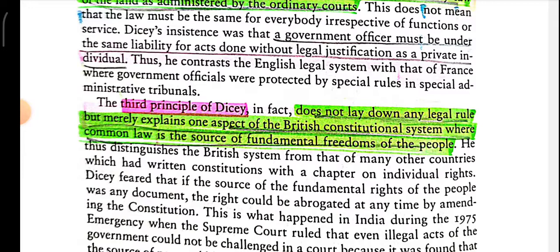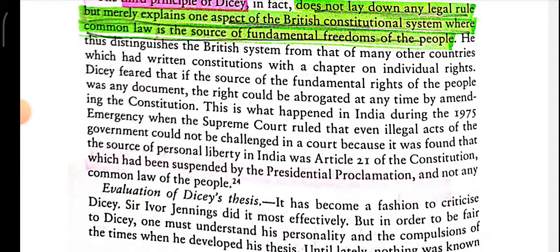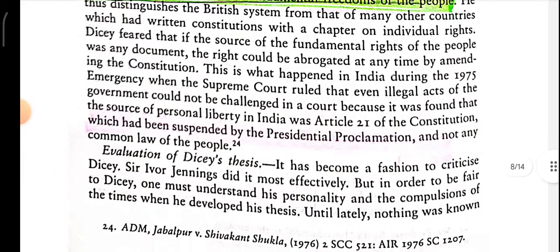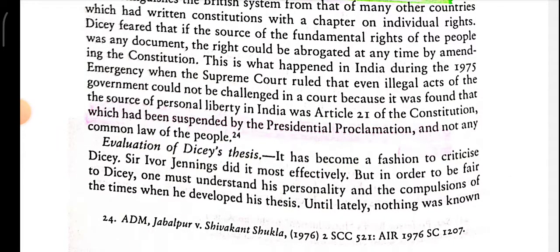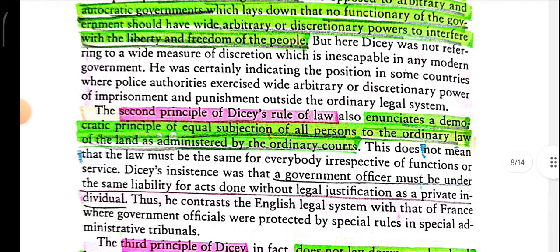It differs from other constitutions which are written, with a chapter on individual rights. He feared that if the source of fundamental rights of the people was any document, the rights could be abrogated at any time by amending the constitution. This is what happened in India during the 1975 emergency, when the Supreme Court ruled that even illegal acts of the government could not be challenged in the court, because the right had been suspended by the presidential proclamation and was not part of any common law of the people. So these are the three principles about the rule of law given by Dicey.